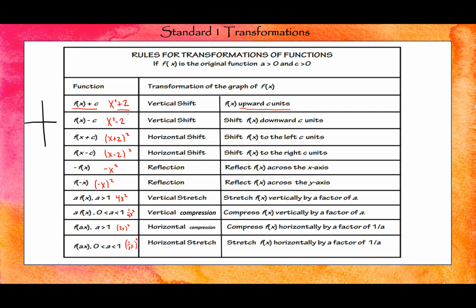So we're looking at this one right here, and that's considered a minus c or a shift down, and that would actually look like this. It'd still be a happy parabola, but I would be shifted down, specifically down 2.